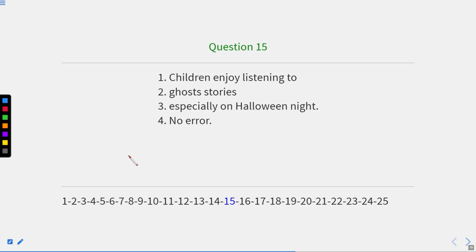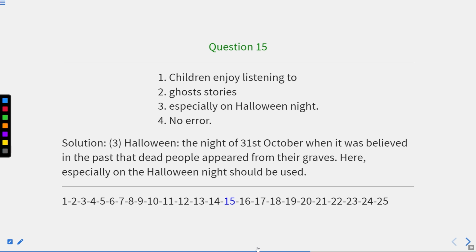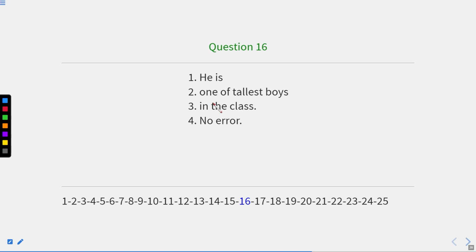Children enjoy listening to ghost stories, especially on Halloween night. So in this we have written Halloween night. It means we are talking about a particular night over here. So we can say Halloween, the night of 31st October, when it was believed in the past that dead people appeared from their graves. Here especially on the Halloween night should be used. Not a or any other article. We need to put the before it, because these are actually some different or special kind of nights. Now let us move to question number 16.